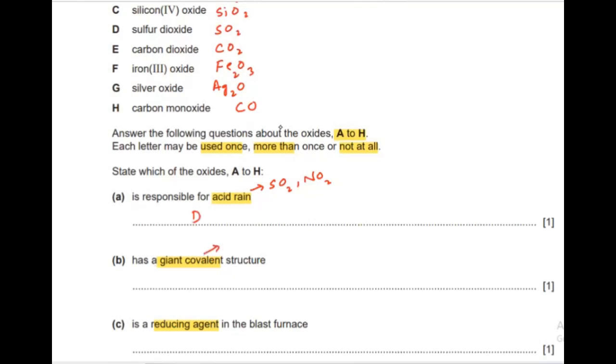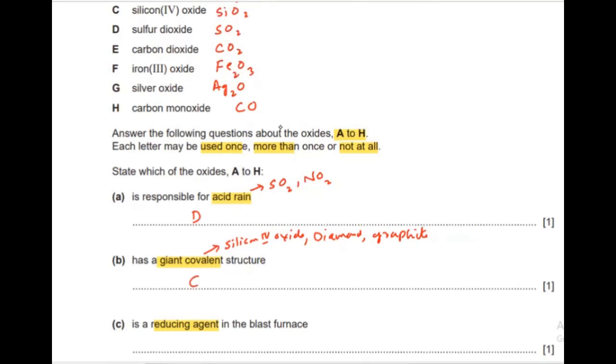Has a giant covalent structure. There are different giant covalent structures. Silicon 4 oxide is also a giant covalent structure. Then diamond is also a giant covalent structure, and graphite is also a giant covalent structure. Just look at the key point, think about your syllabus and find the giant covalent structure. So silicon 4 oxide is there, so C is the answer.